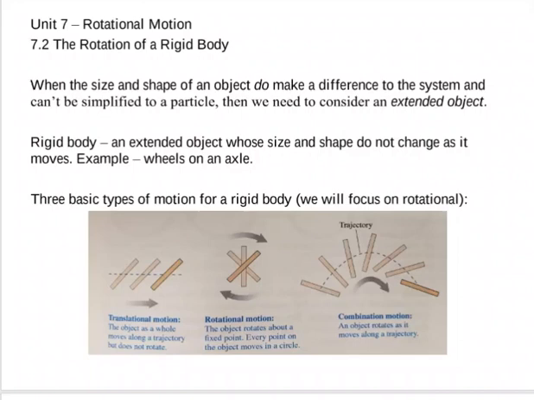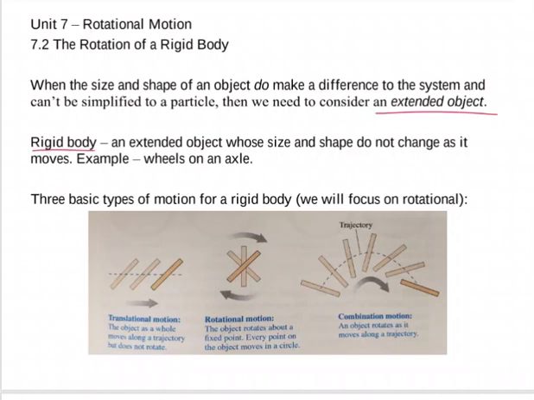Section 2 in rotational motion is called the rotation of a rigid body. So now we have some shape, some object that cannot be simplified to just a simple point, a particle. So we're going to have to deal with an extended object, and we're going to consider that a rigid body.